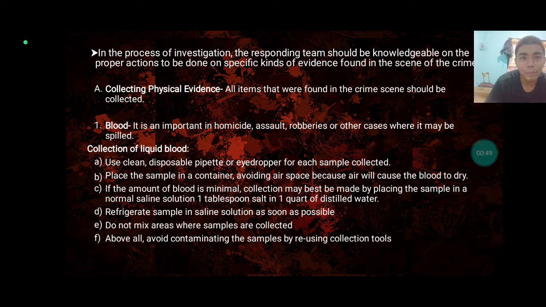First, collecting physical evidence. All the items found at the crime scene should be collected. The collecting officer should not decide whether a certain item is relevant or irrelevant. Small pieces of evidence must also be given importance, so collecting them is necessary. It's very important to collect the evidence that could help to solve a crime.